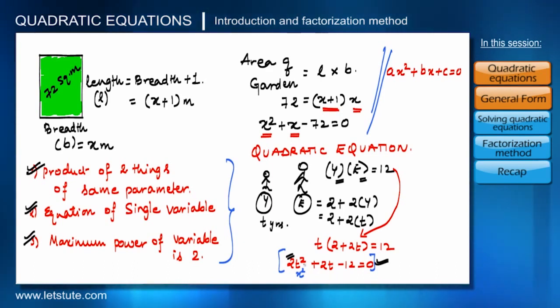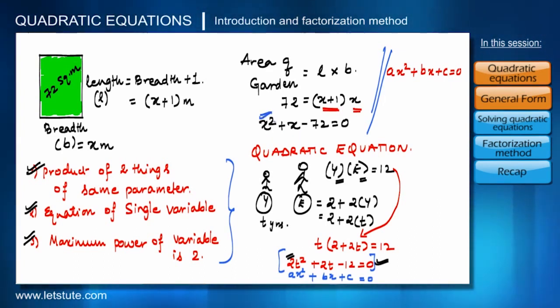So in place of x square we have t square. Similarly, in the second term in place of x we have t. And here in place of a we have 2 in the equation, so our a is 2. In place of b we have 2, so b is 2. And in place of c we have minus 12. So we can see that this equation can be written in general form.